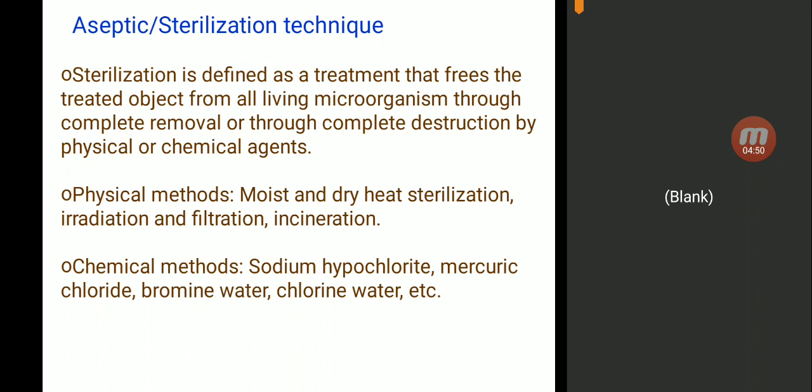So sterilization is a treatment that frees an object or an explant from microorganisms, right? It can be done either by physical methods or by chemical methods. Physically, sterilization can be done by using filtration techniques or heat sterilization techniques. Chemically, it can be done by using chemicals like sodium hypochlorite, mercuric chloride, bromine water, etc.